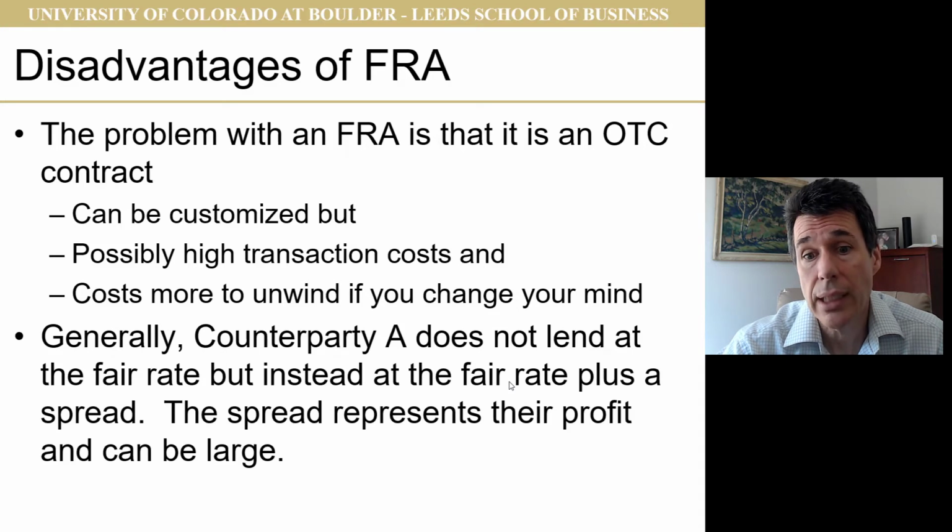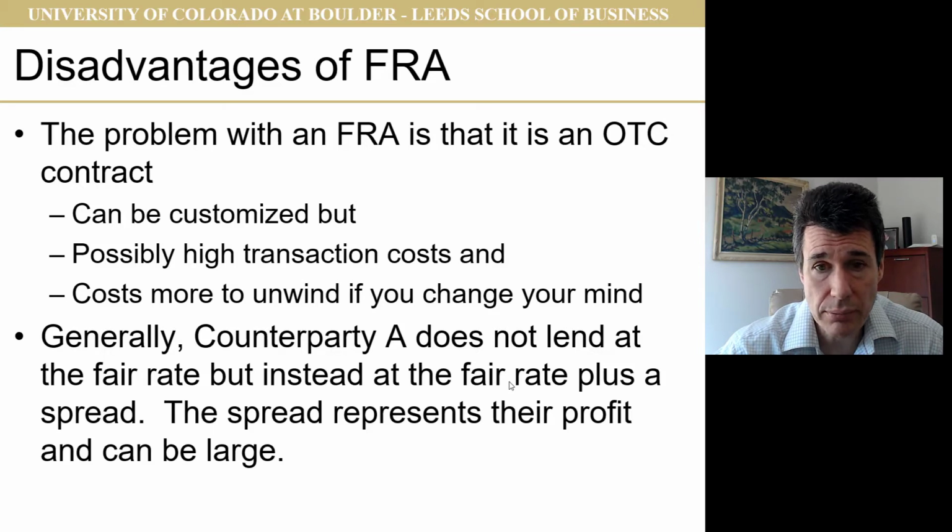So generally, counterparty A does not lend at the fair rate, but instead lends at the fair rate plus a spread. And the spread represents their profit, and that can be large. So imagine instead of 3.29%, counterparty A says, how about 4.29%? Right? That 1% represents the cost of doing business, and the profit that counterparty A, call it the bank, needs to make on this transaction to make it worthwhile. So counterparty B can look at this and go, you know what, that cost is too high.